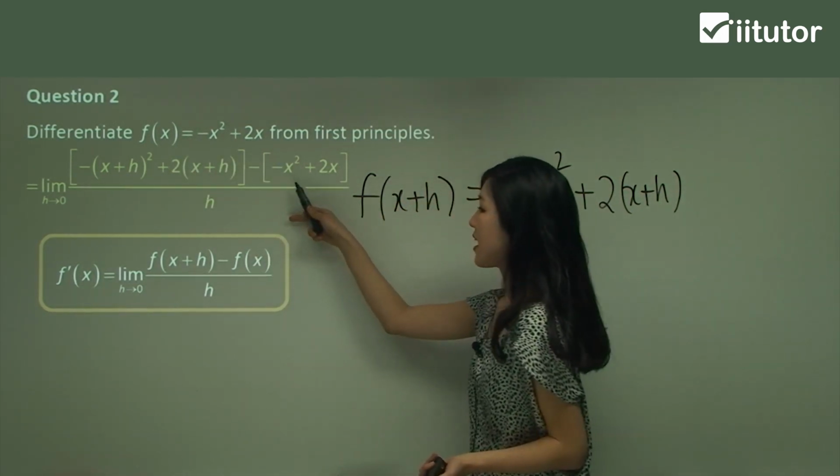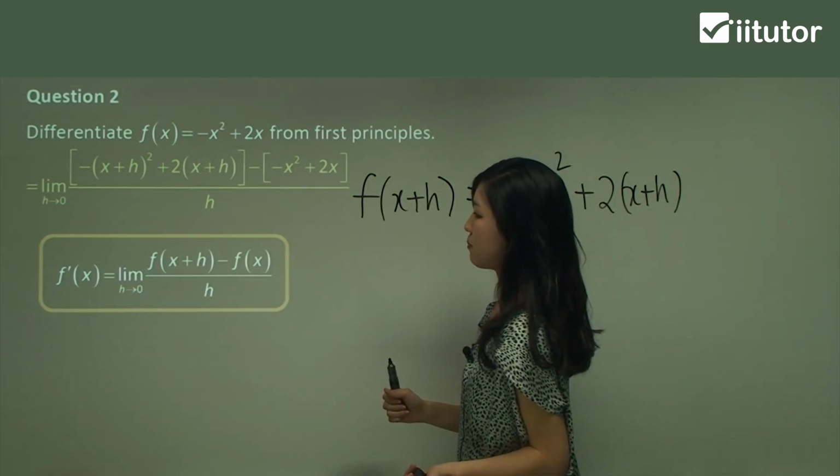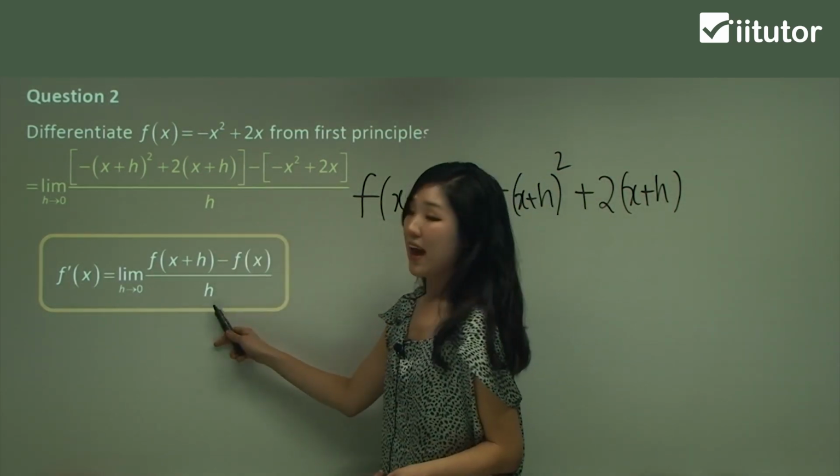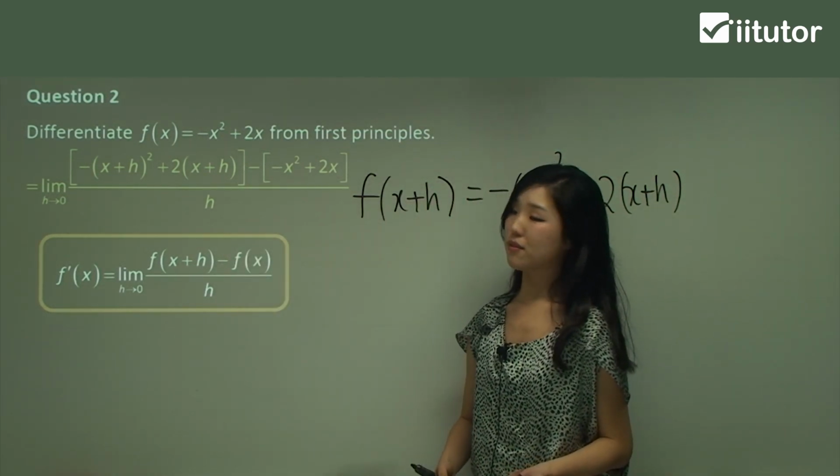Which is just going to be negative x squared plus 2x. Okay, so hopefully f(x) is a bit simple. Okay, now that's over h. Alright, everything's over h. So now all we need to do is simplify.